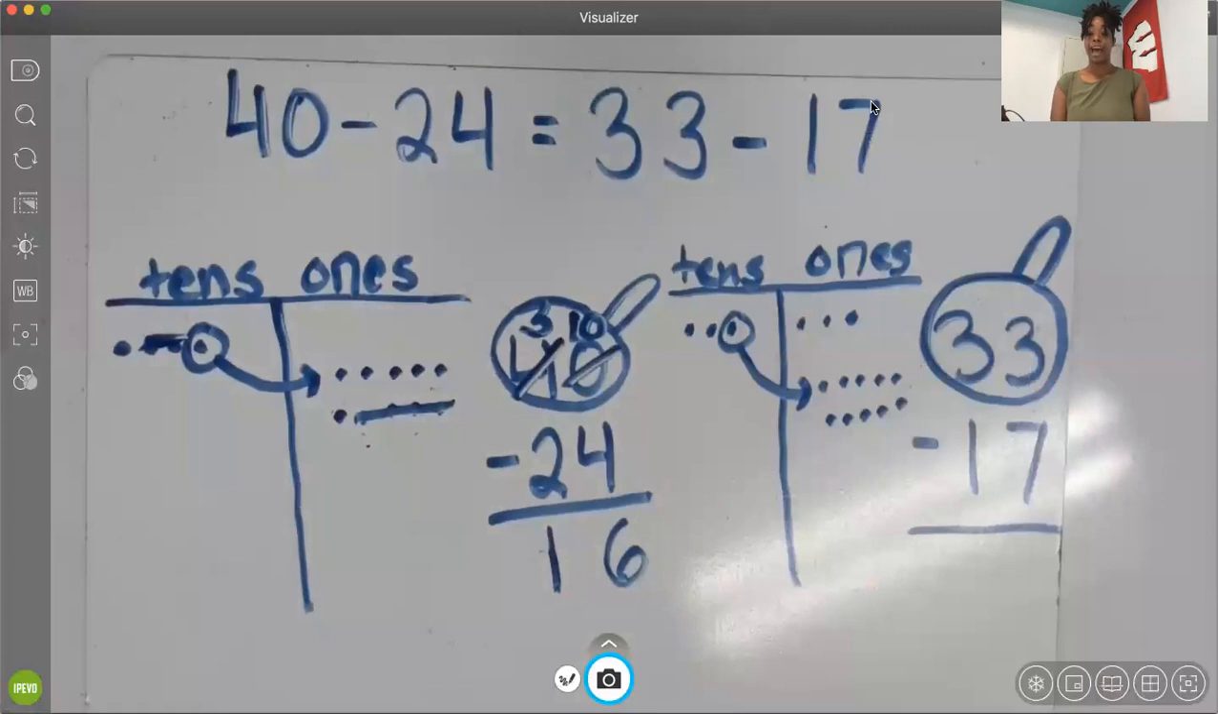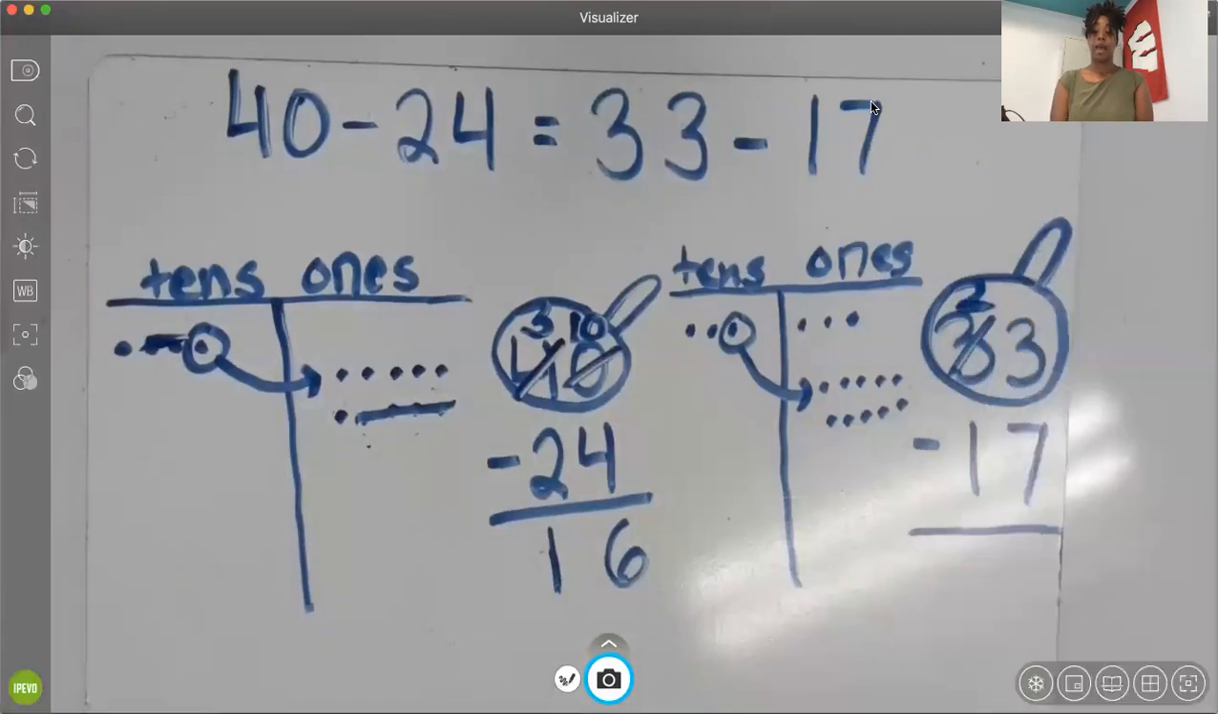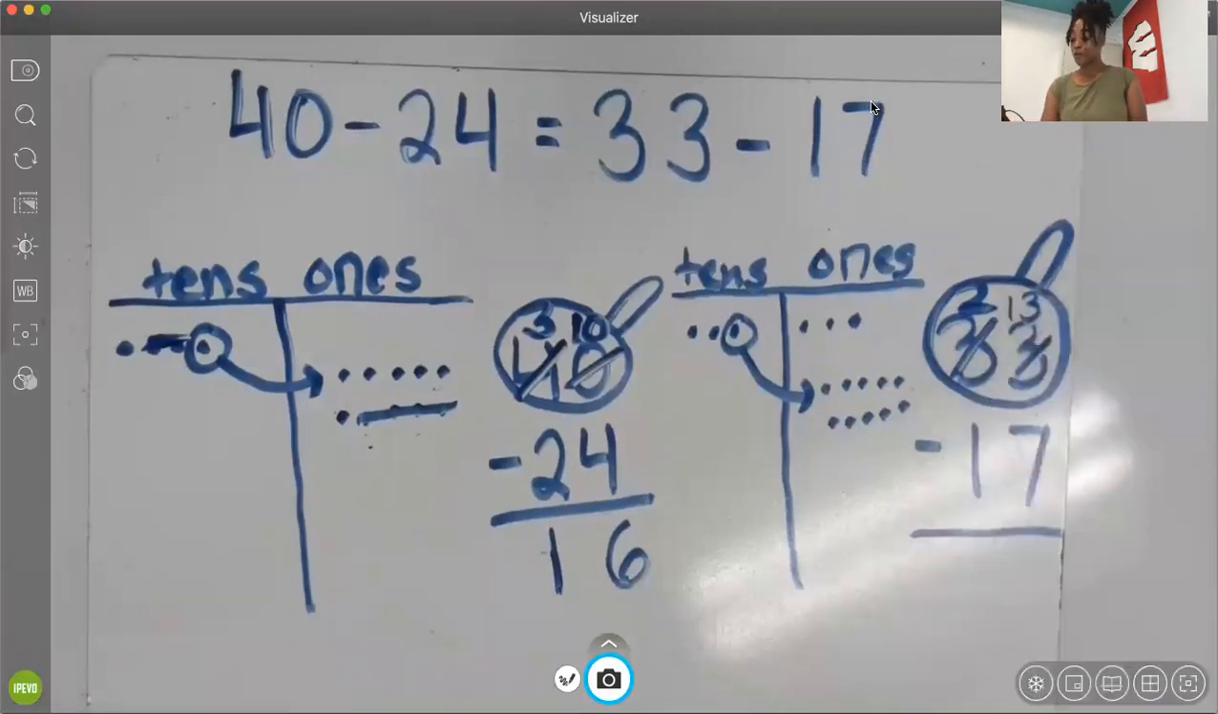How many tens are there now? There are 2 tens. How many ones are there now? Now there are 13 ones. Does our vertical form match our place value chart? It does. There are 2 tens in our tens place now, and there are 13 ones in our ones place. Are we ready to subtract?